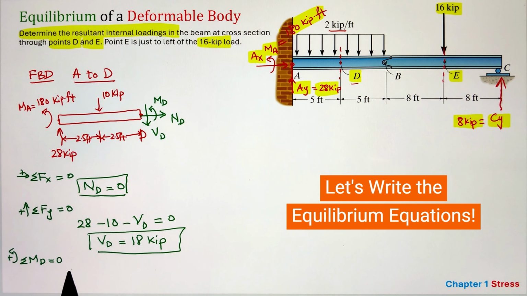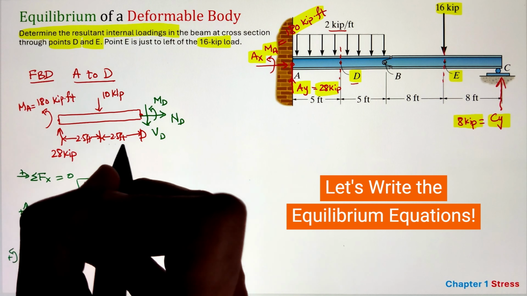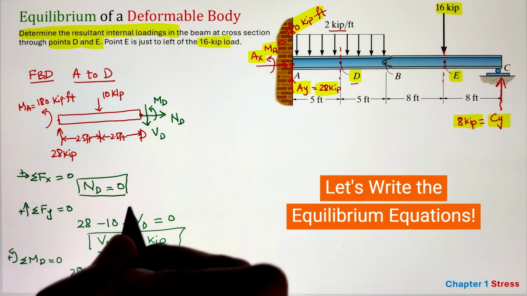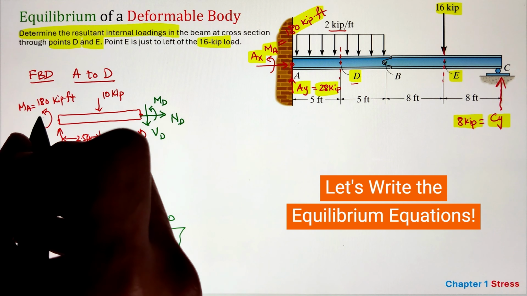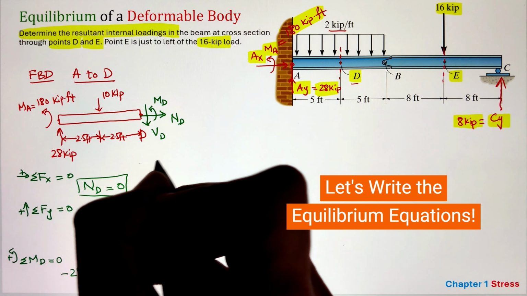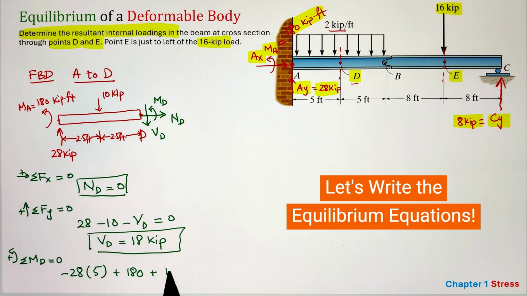Finally, I can do the summation of moment. My go-to point is always to select at the section, and it eliminates the value of ND and VD. So I have that 28 kip making a moment arm of 5 that is going in our clockwise direction, so that's why taken as negative.